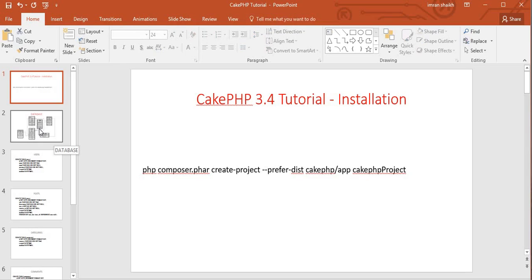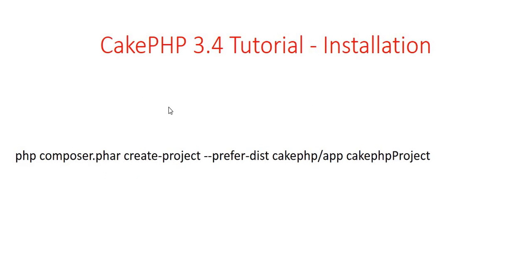So what I have done is made a PPT where I have drawn the tables which I want to explain to you: what the table structure is, and what the primary keys and foreign keys are that I am using in my database. Let's discuss it first. If you want to download CakePHP, you need to enter this command in your command prompt. I will show you how to download it once I complete the database part.